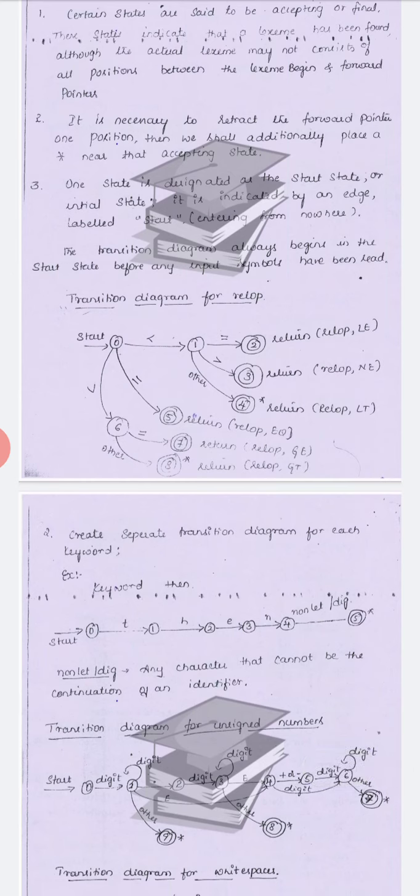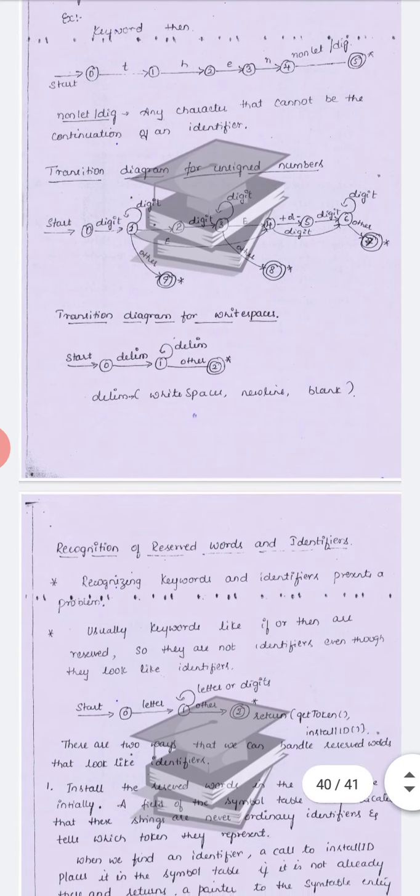Transition diagram for relop. Start. Relop means there are different conditions: if it is less than, or greater than, or equals to, there are different conditions. Then create a separate transition diagram for each keyword. Start. Next, the non-letter-or-digit diagram: any character that cannot be the continuation of an identifier.